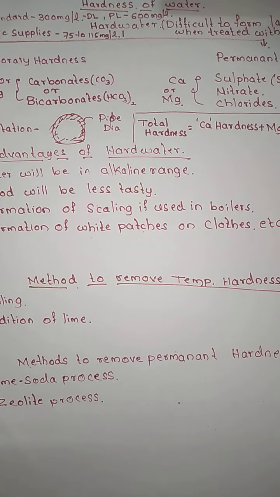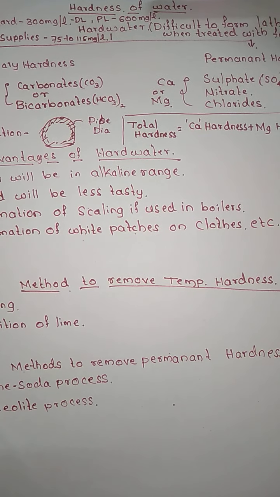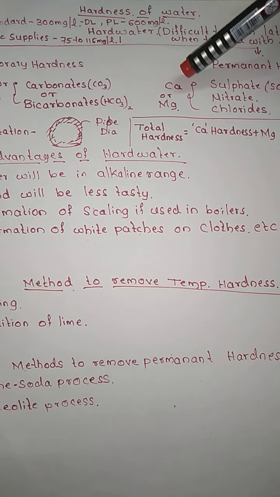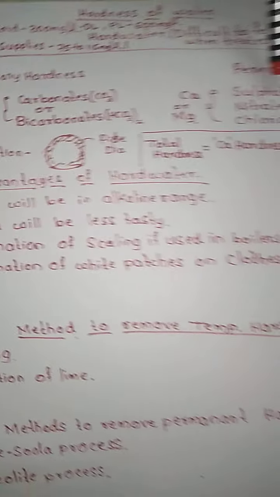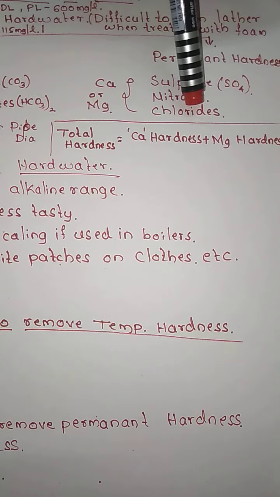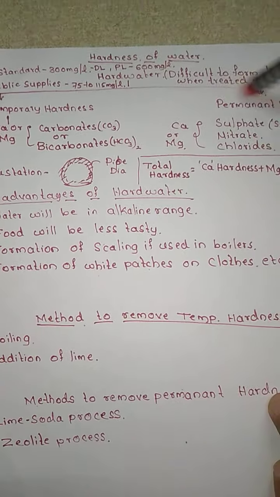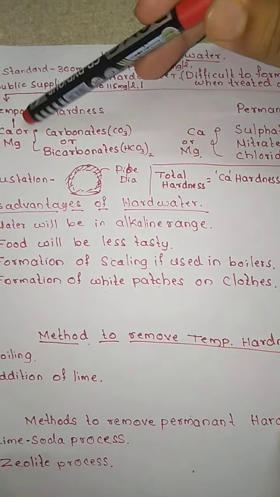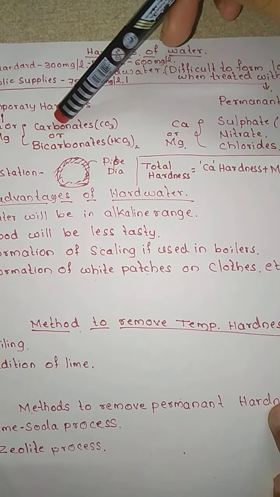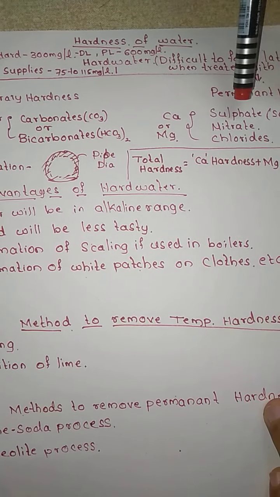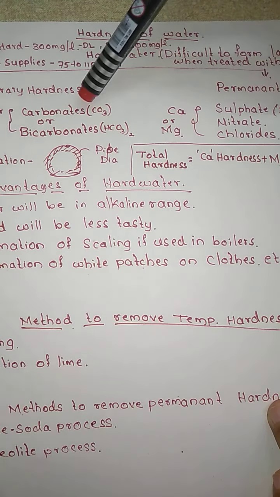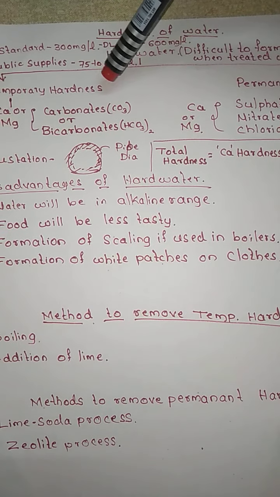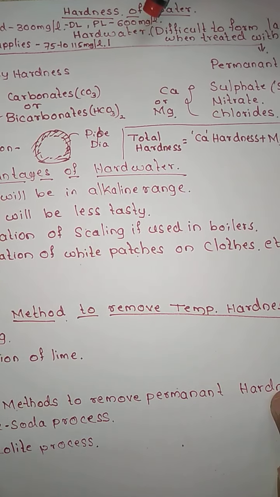But as an engineering student, how should we define it? The water which has calcium and magnesium associated with carbonates, bicarbonates, sulfates and nitrates along with chloride, all together form the hardness of water. I repeat, calcium and magnesium associated with carbonates, bicarbonates, sulfate, nitrate and chloride, all together form the hard water. That is nothing but hard water.